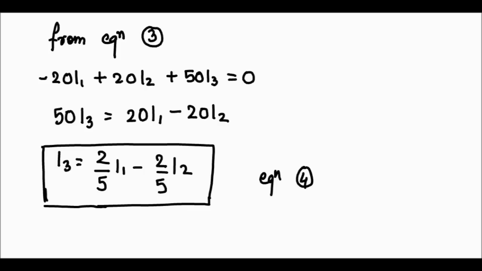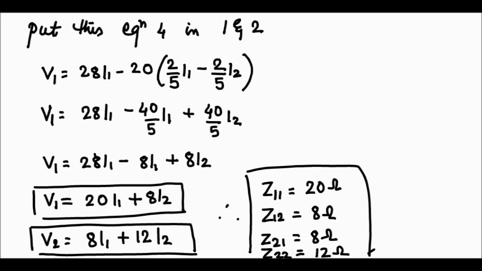Now from equation 3, making the term I3, we get I3 is equal to 2 by 5 I1 minus 2 by 5 I2. Now putting the value of I3 in equations 1 and 2, we get V1 is equal to 20 I1 plus 8 I2, V2 is equal to 8 I1 plus 12 I2. Now in terms of V1 and V2, we get Z11 is equal to 20 ohm, Z12 is equal to 8 ohm, Z21 is equal to 8 ohm and Z22 is equal to 12 ohm.